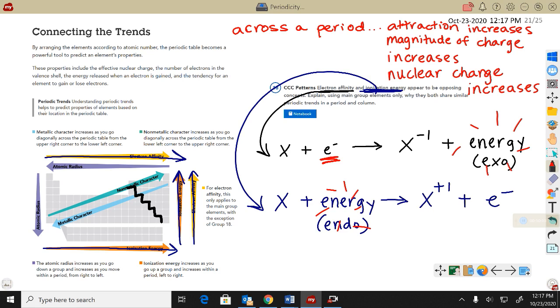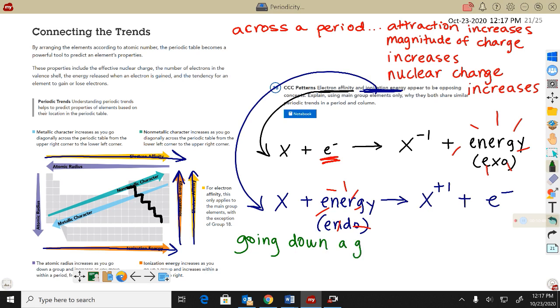Okay, so now think about this within a group going up and down. Within a group, it looks like the ionization energy and electron affinity are strongest at the top of the group. Okay, well, let's think about what's happening at the top of a group. Usually I write this as going down a group, so I'm going to say going down a group.